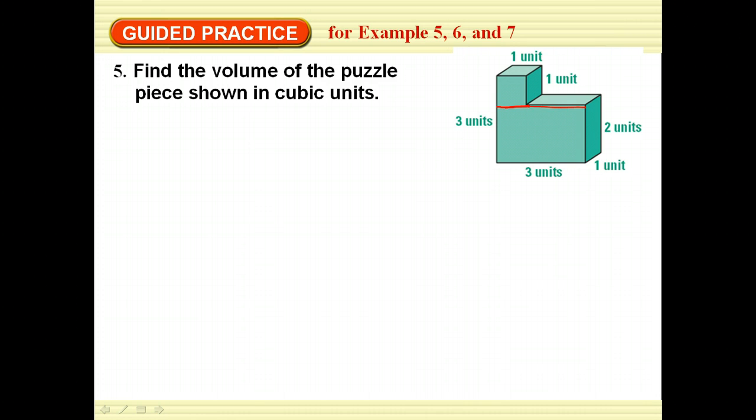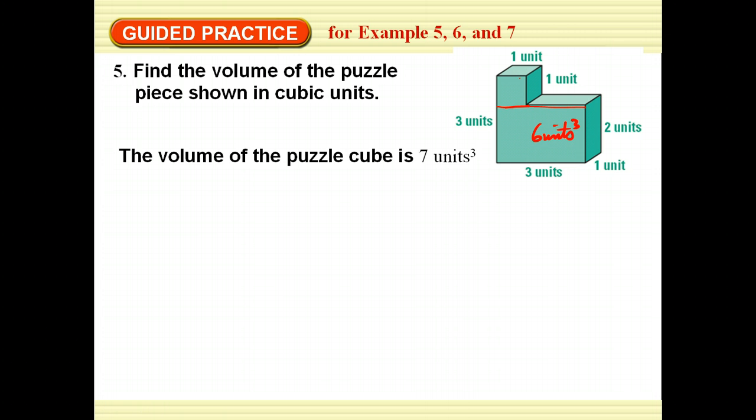I'm going to look at the bottom part of this, which is 3 units long, 1 unit deep, and 2 units wide. So 3 times 1 times 2 gives me 6 units cubed. And this one up here is just 1 more, so I have 7 units cubed total.